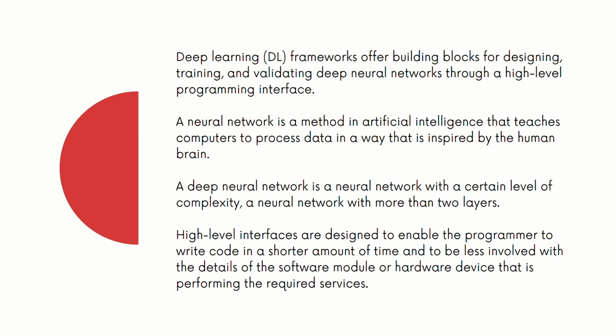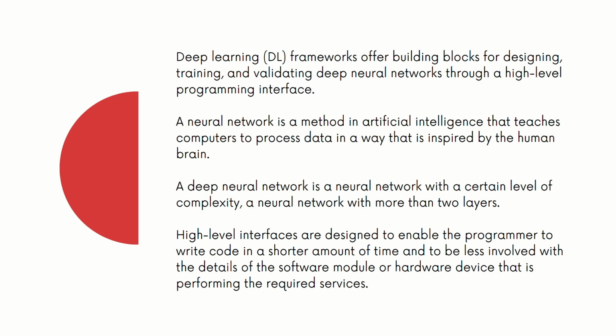So deep learning frameworks, they offer building blocks for designing, training, and validating neural networks through a high level programming interface. Now there's a lot of technical terms here. So firstly, deep learning is a part of artificial intelligence, and when we are talking about neural networks, a neural network is a method in artificial intelligence that teaches the computer to process data similar to a human brain. So we know how the human brain works, and there are neurons and all. So when we try to replicate that into teaching machines, a neural network is used.